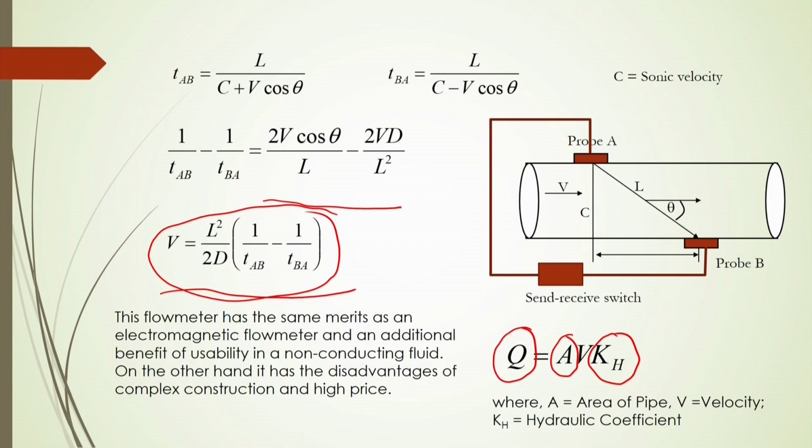This A is the cross sectional area of the pipe, and V is the velocity, and Kh is called the hydraulic coefficient, and this will give you the exact measurement of the flow rate, and it will be calculated based on the device with some known experimental condition.